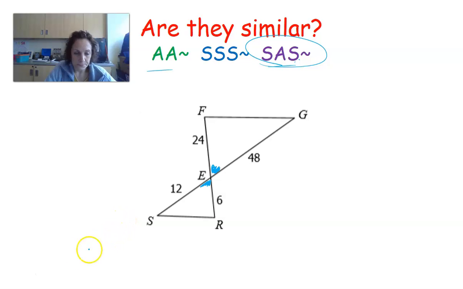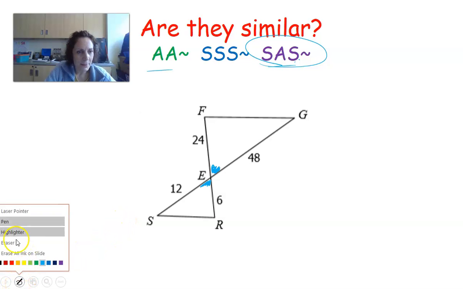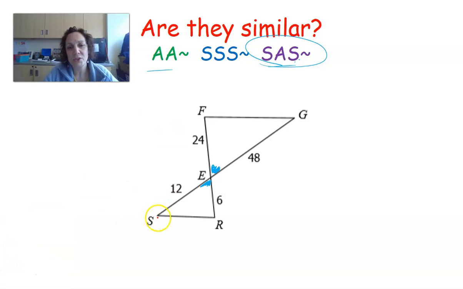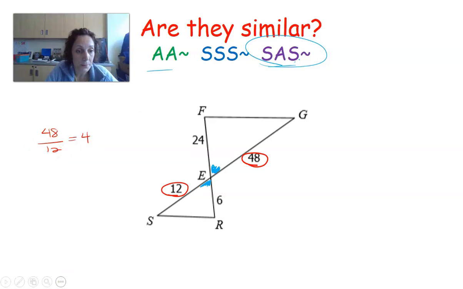So let's get our side pairs going. Again, we don't really have the triangle names given to us, but that's okay because in this triangle I have big side, little side, and in this triangle I have big side, little side. So I know that the 48, which is the big side here, has to go with the 12, which is the big side here. So I have a ratio of 48 over 12, which is 4. Then I can do the same thing with the other sides. So 24 here and 6 here. It's looking good. 24 over 6 is 4. So I have ratios that match.